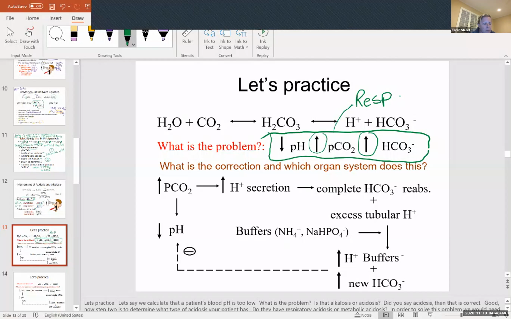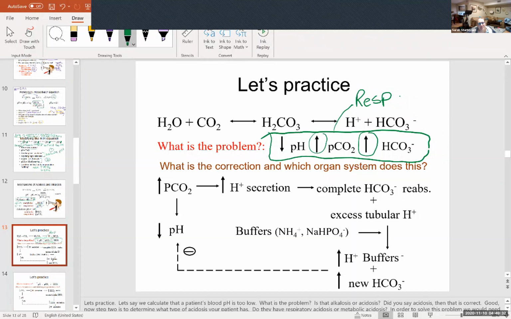Earlier, you all said the two fastest ways out of the body are breathing and peeing. Our respiratory system helps with compensation when it can. Our renal system helps with compensation when it can. If a patient has a respiratory disorder, do you think the lungs can compensate if the respiratory system is dysfunctional? If it's not acting well? How do you expect it to compensate? It's the problem, for crying out loud.